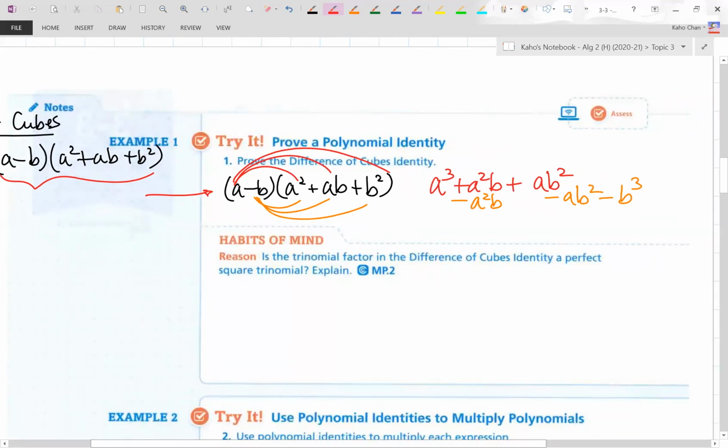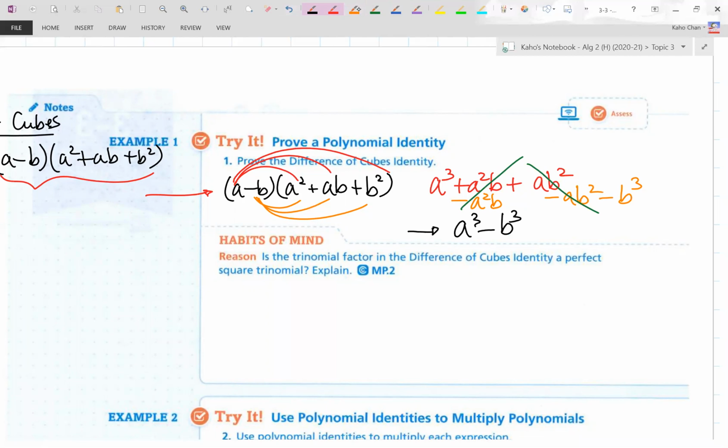So with the 6 products here, 4 of them cancel. They zero out right there and right there, right? What are you left with? Isn't that crazy? You're left with a cubed minus b cubed. Whew, good thing I caught that. There's your proof right there.